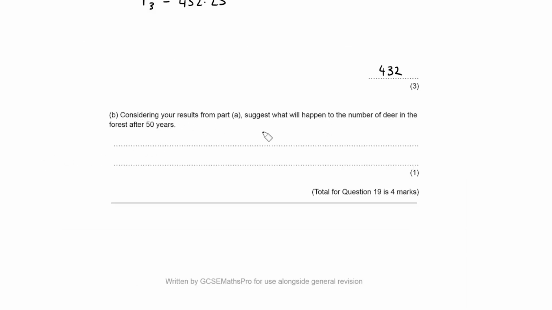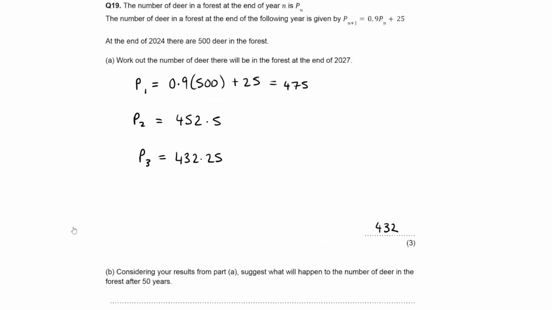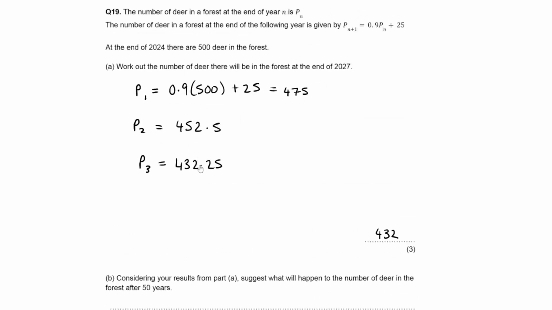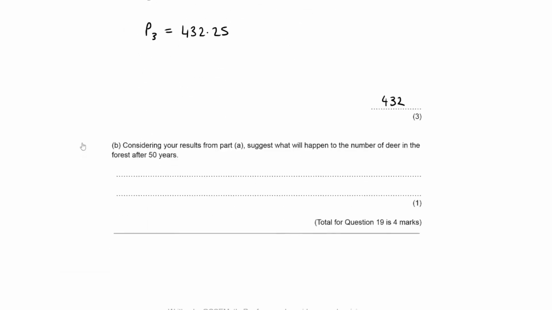Now we do actually have a written answer for part B. Considering your results from part A, suggest what will happen to the number of deer in the forest after 50 years. So have a look at what's happened. What's the trend? They are decreasing. So what will happen to the number of deer in the forest after 50 years? Something like it will decrease, or it will go down, or it will reduce. You get the point. Something along the lines of that. It will be less, that kind of thing.